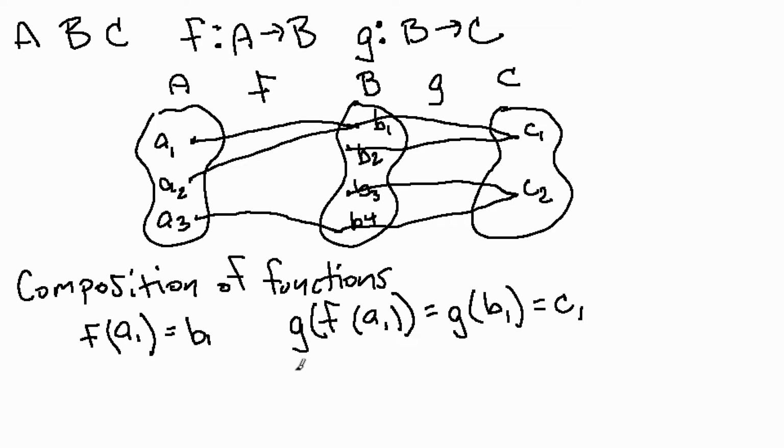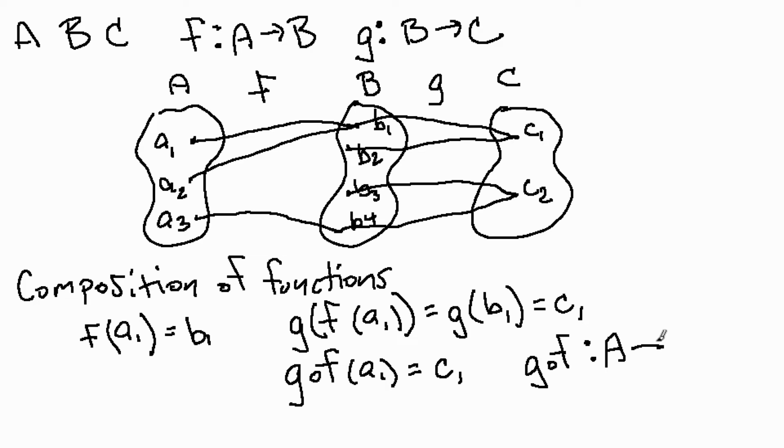There's another notation for this. Sometimes you'll see people write g and then a little circle f of a1, and that's equal to c1. And note that what g composed with f does is map the set A over to the set C.